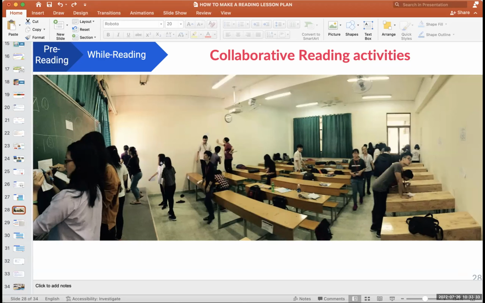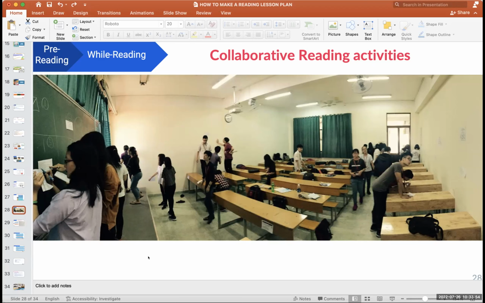It creates a fun, exciting mood in the class. For many lessons of intensive reading and hard work, one collaborative reading activity can change the mood of the class and bring some kind of surprise for the classroom.